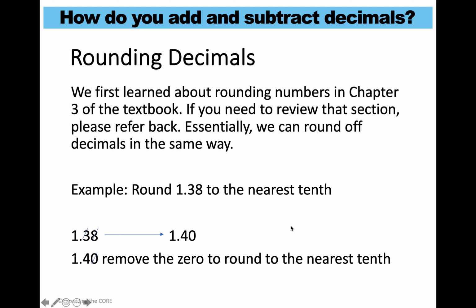So to start with, 1.38. Well, I know from chapter 3 that if I'm rounding to the nearest tens place, I would round 38 up because it's closest to 40. So my 1.38 becomes 1.40. And then I'm going to go ahead and remove that 0 that is in the hundredths place so that all I have is 1.4. And 1.4 is the answer to rounding 1.38 to the nearest tenth.